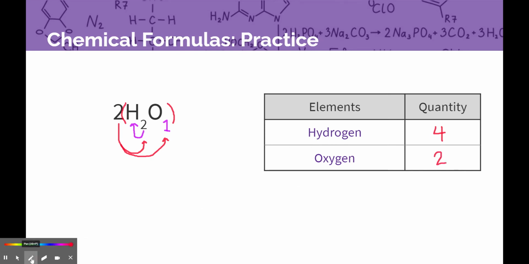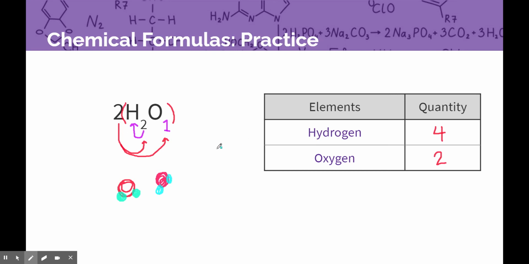I can draw out these molecules and I should end up with the same thing. In one molecule, I've got 1 oxygen atom. Let's say this pink color is oxygen. And I have 2 hydrogen atoms that are bonded to it because there is no space in between the H and the O. My coefficient says that I have 2 of these, so I'll draw another one. It's not exactly the same color, but it's fine.